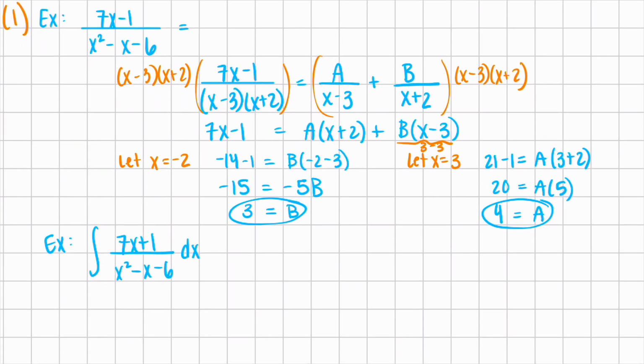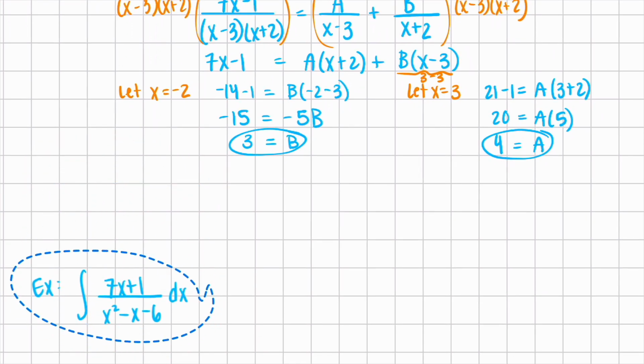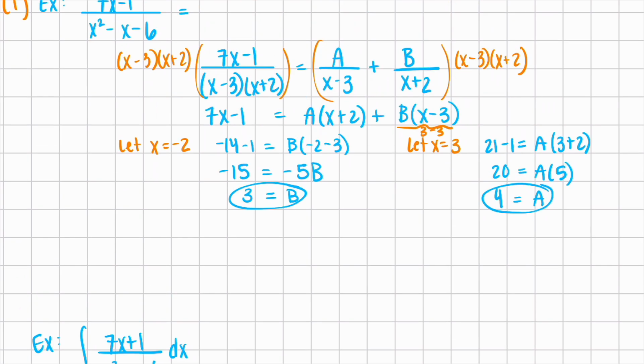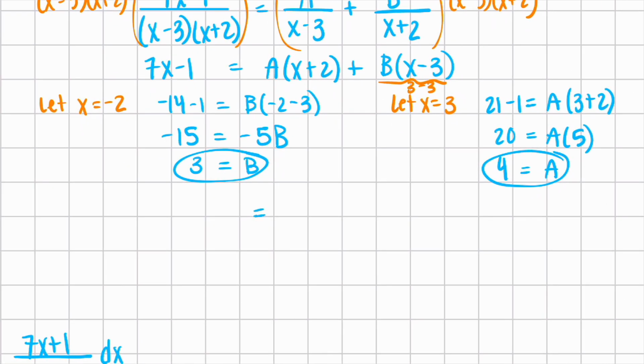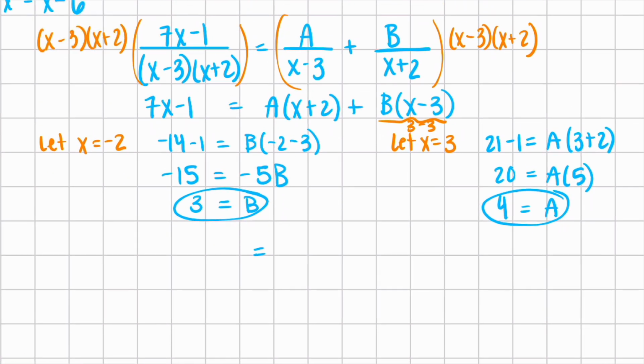Okay, so now that we have A and B, I'm going to move this down, we can write out our final answer for splitting up this fraction. So we're going to say this equals 4 over x minus 3 plus 3 over x plus 2.